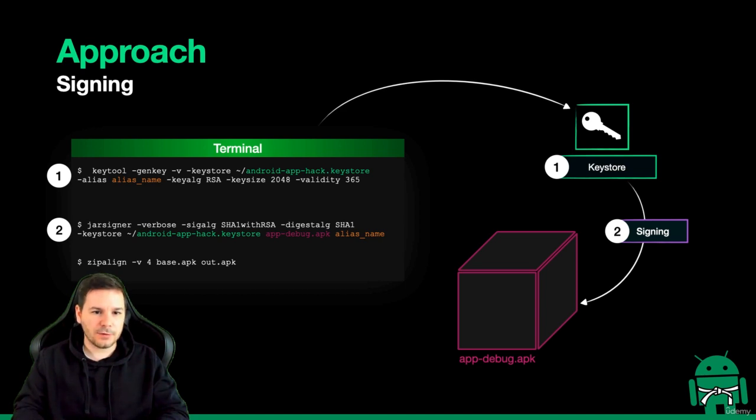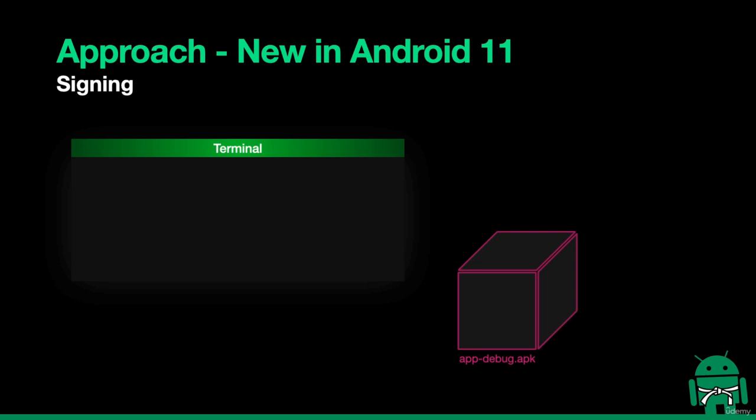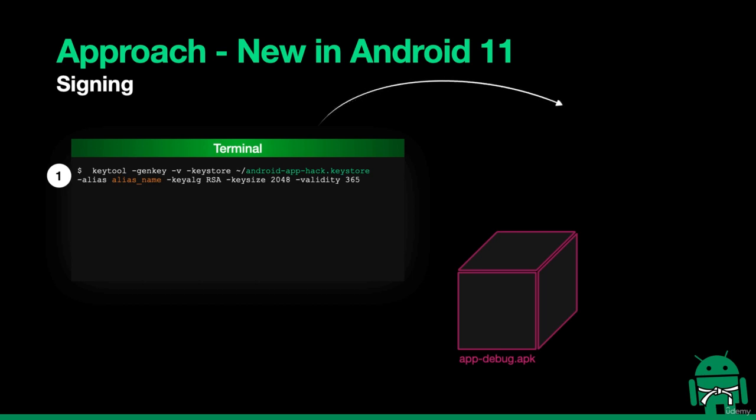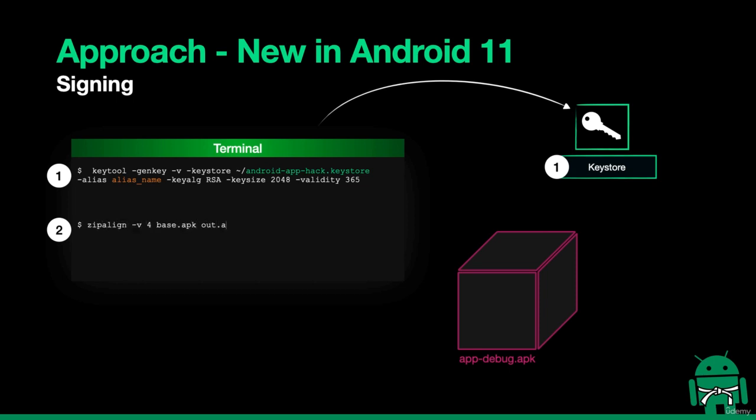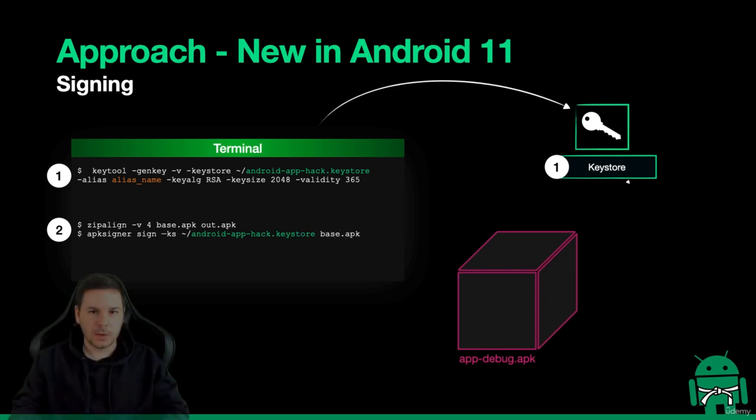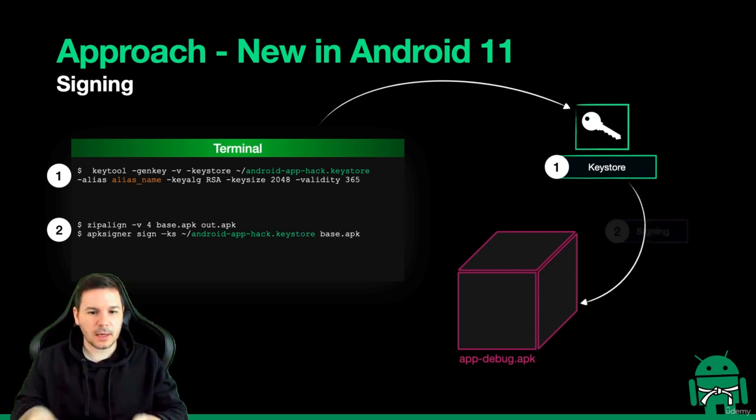So now we have to do the approach for Android version 11. And this is the same regarding the key store file. So we are creating a new key store. And after creating this key store, we now use zipalign first. And afterwards, we simply use apksigner and provide the key store file and the APK file. And that's all. So I would recommend we take a look at this approach and we keep this approach, not the other one, because this is the most up-to-date and this will work on all versions.